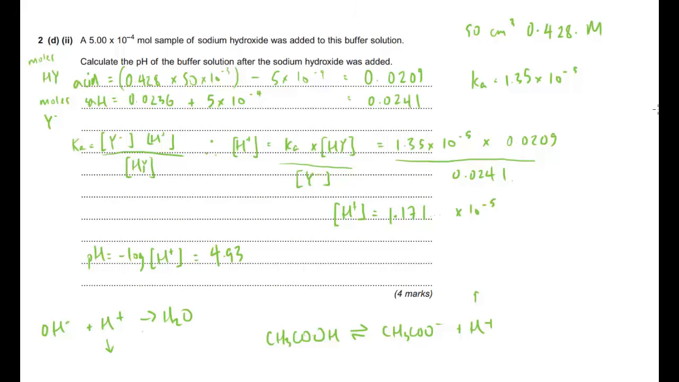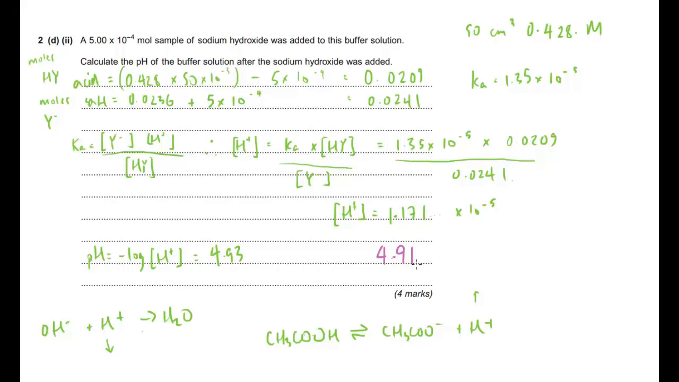Now if we compare those two answers, the previous one was 4.91, and you can see we've added some alkali to our buffer, and it's done a pretty good job. The pH has increased by 0.02, which is a very, very small amount indeed, particularly when you think about what pH is, this logarithmic scale and all the rest. So it's done a pretty good job.